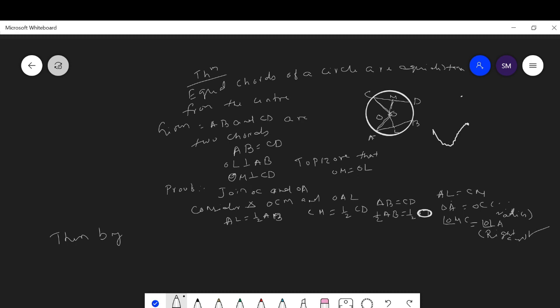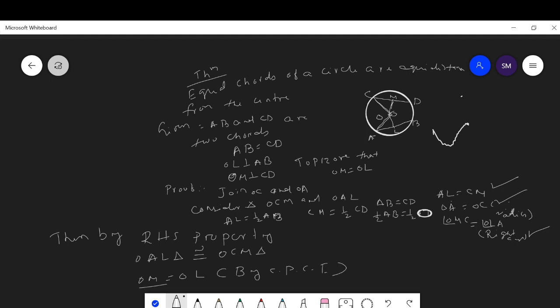Right angle, hypotenuse, side. OA and OC are the hypotenuses of these two triangles. Then by the RHS property, triangle OAL is congruent with triangle OCM. This shows that OM is equal to OL by CPCT, corresponding parts of congruent triangles.